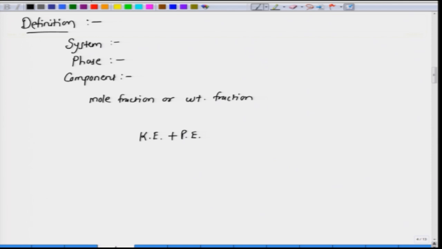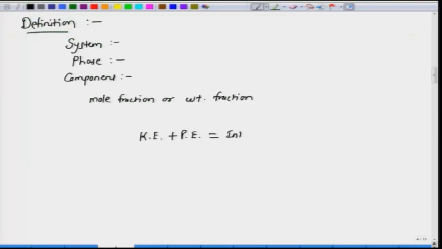So, any system possesses kinetic energy and potential energy. Kinetic energy is because of the thermal motions of the atoms or particles, and the potential energy is because of the relative positions of the particles within the system. So, this total energy is referred to as internal energy U, and we know at constant temperature and volume the internal energy of the system is constant.